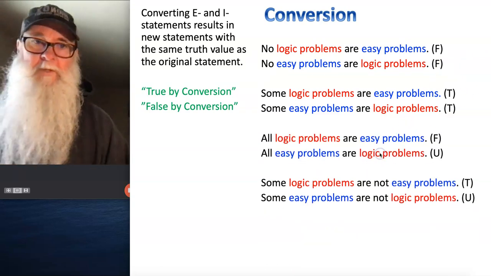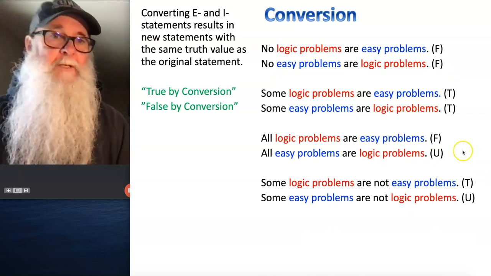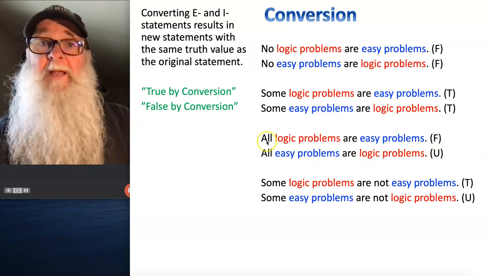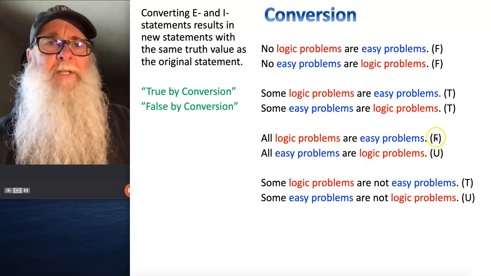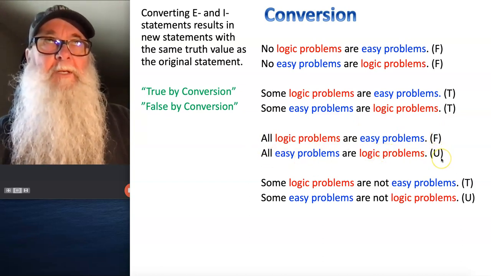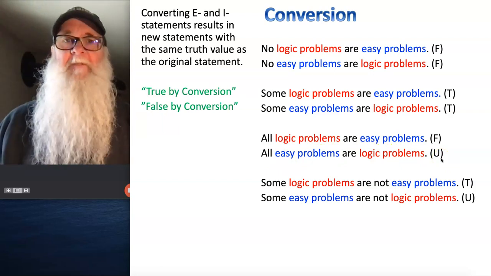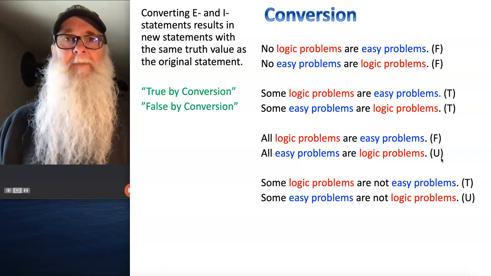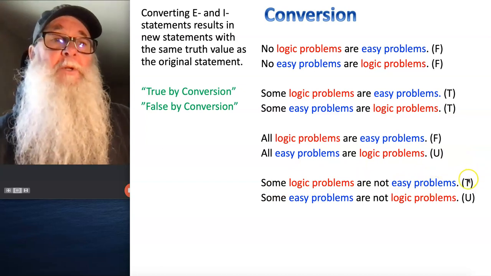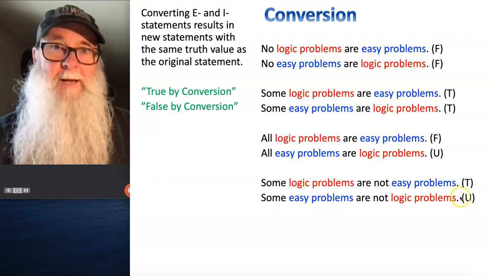But when we try to convert A statements or O statements, we're going to end up with a statement that's logically undetermined. Okay, so let's say we have the statement all logic problems are easy problems, and we're told that's false. Well, when we convert that to generate all easy problems are logic problems, we're going to have to say, well, that's undetermined. I don't know whether it's true or false because my Venn diagram for the first statement doesn't show the second statement. Okay. Same thing with the O statement. Some logic problems are not easy problems. We're told that's true. Converted, that becomes some easy problems are not logic problems. And that would be undetermined.